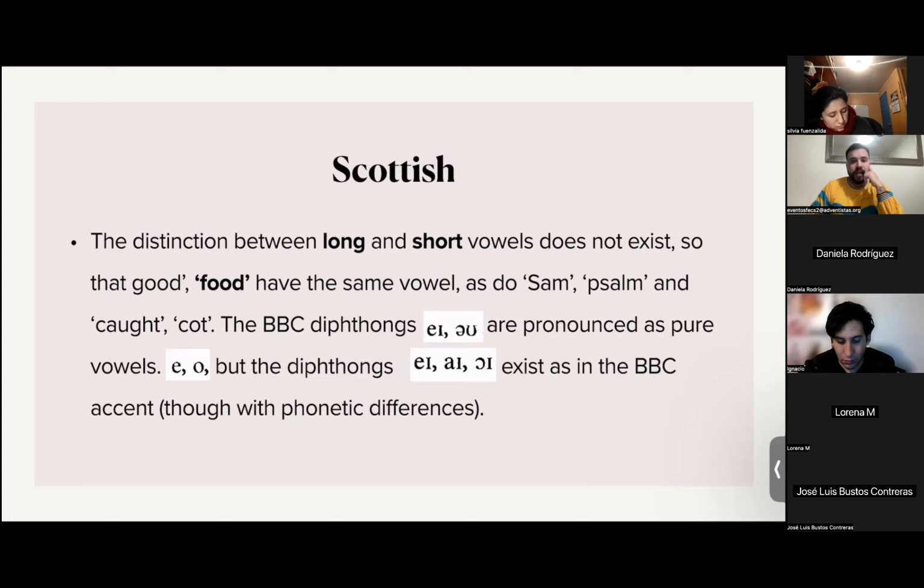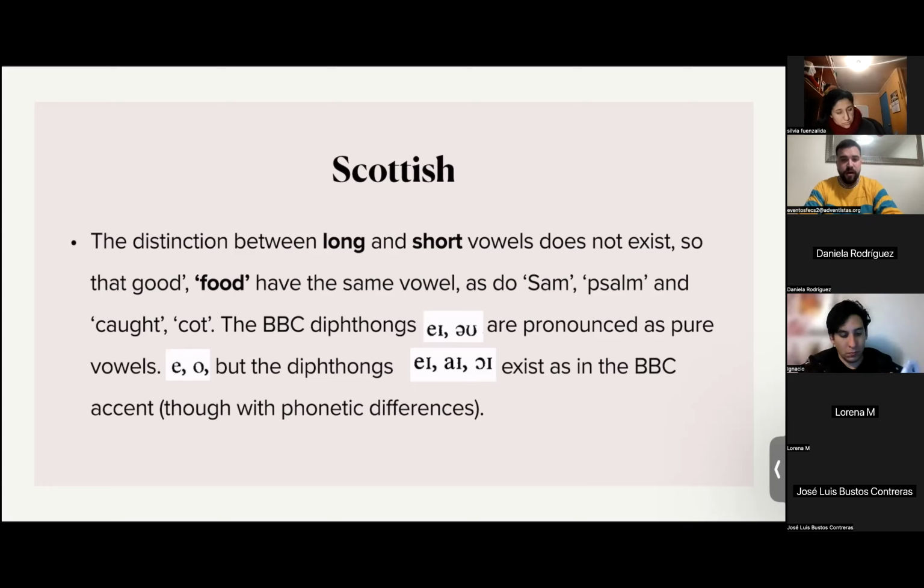For example, good and foot have the same vowel as some and cot. Okay, cot, some, foot, good.